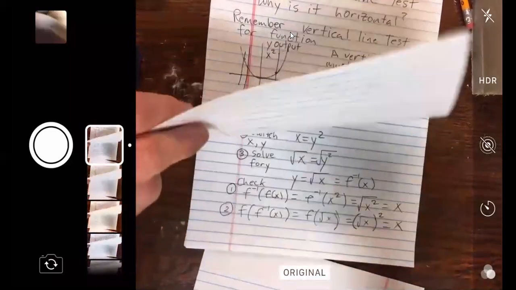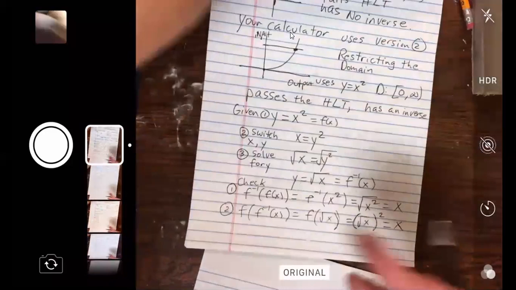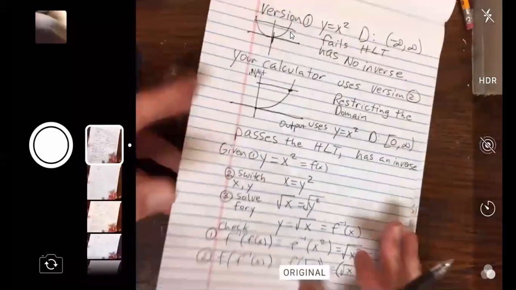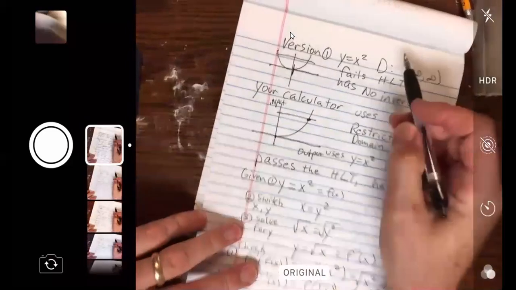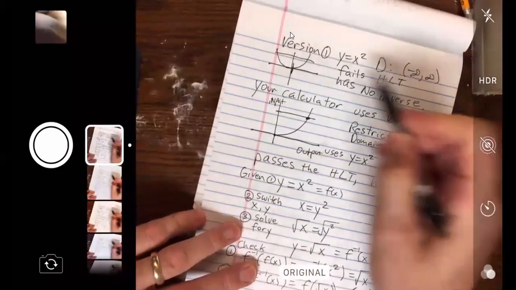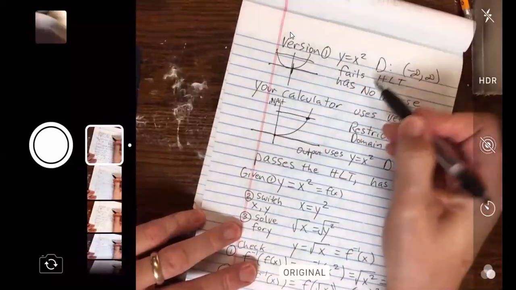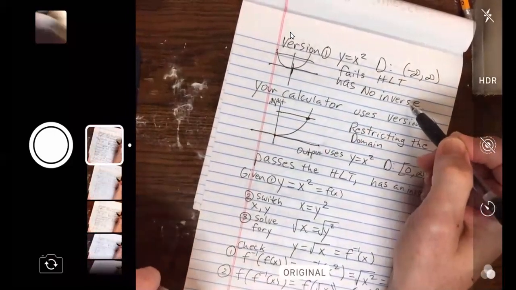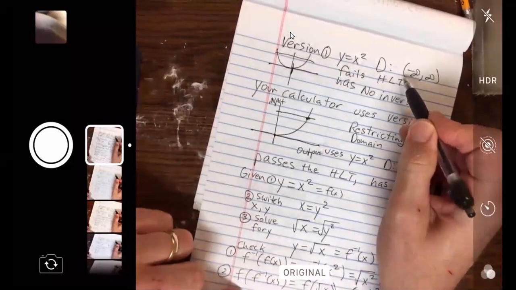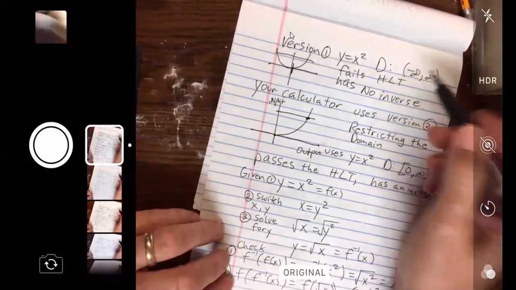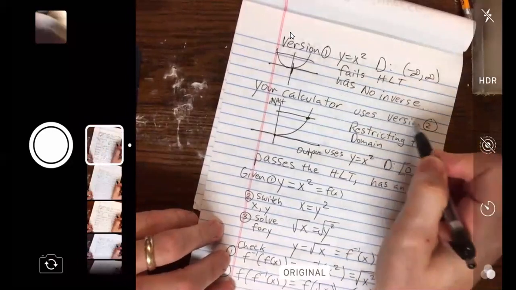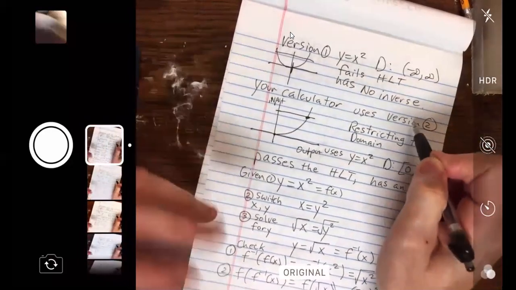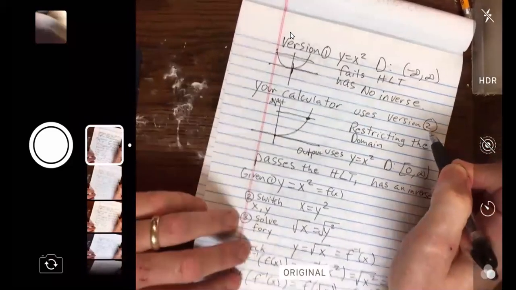We'll call this version, it's like software, version 1, version 2. Version 1, the pure x squared here, your domain's running from minus infinity to infinity. So this fails the horizontal line test. It has no inverse. So this is not the version the calculator is using. This is called restricting the domain. I call it version 2. These are just my names. Your calculator uses what I'll call version 2.